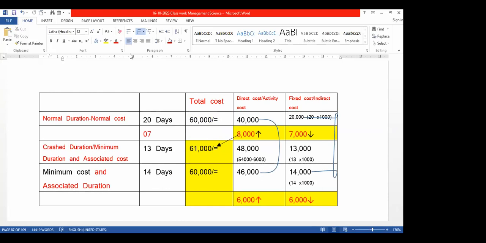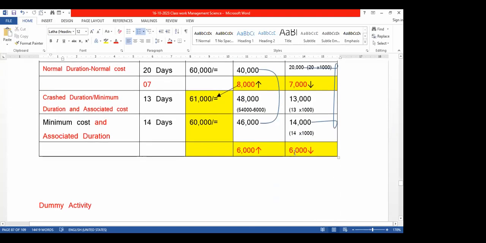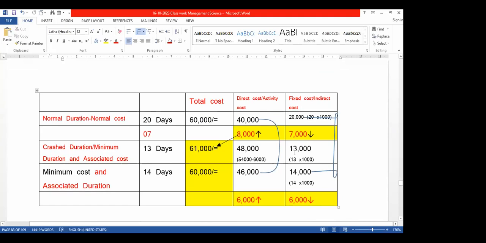Right, okay. So now you see the summary. Students, do you have any doubts? Please ask me. Can you see the summary table? Yes, sir. Okay, you see the summary table: normal duration 20 days, normal total cost 60,000. There are two components, direct cost or activity cost, and fixed cost or indirect cost, right? How it is there.